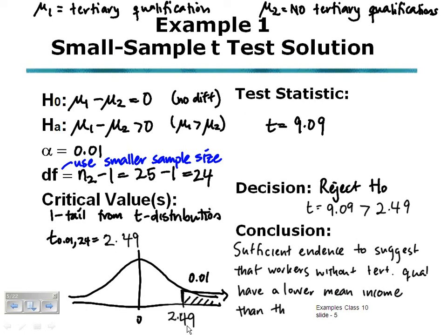So finally there, one more time, that conclusion, we have sufficient evidence to suggest that workers without tertiary qualifications have a lower mean income than those with tertiary qualifications. And that's the end of example 1 on mean income.